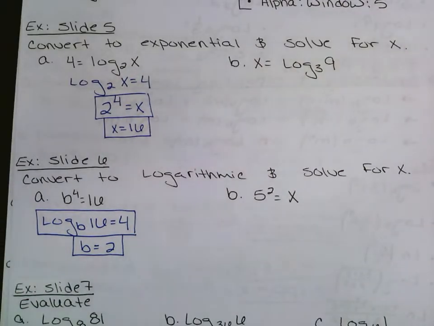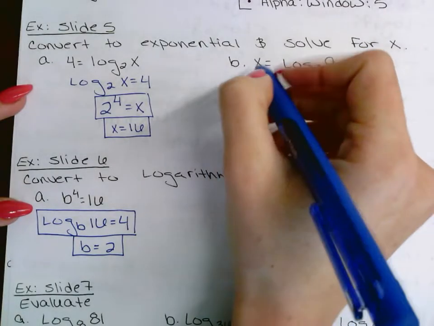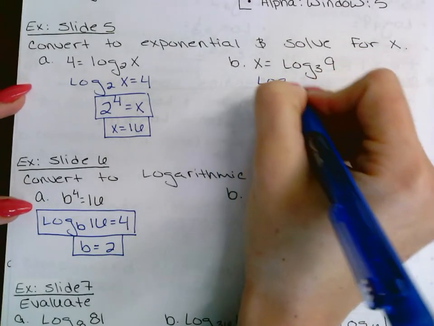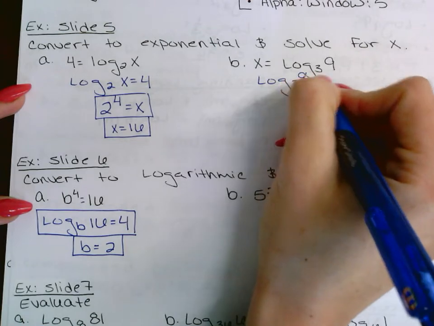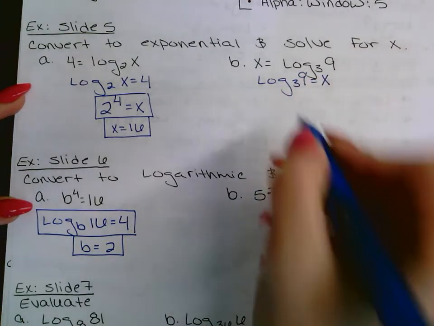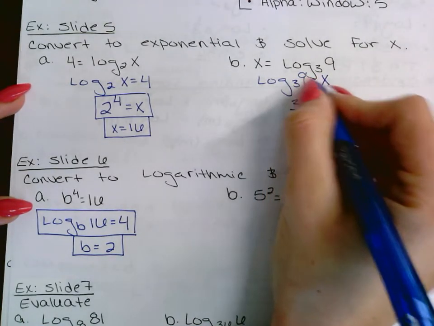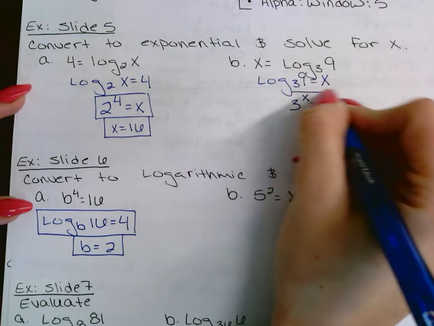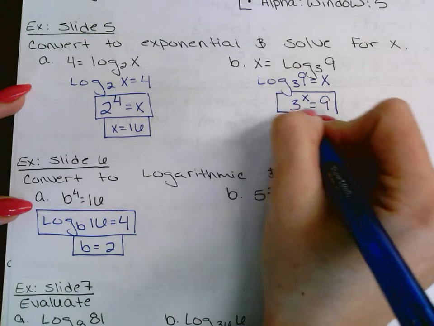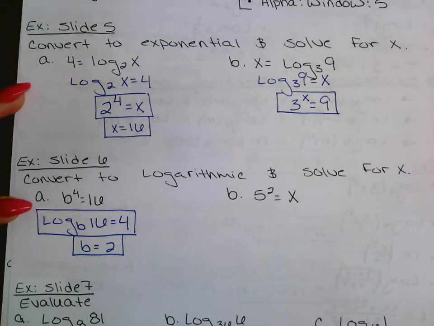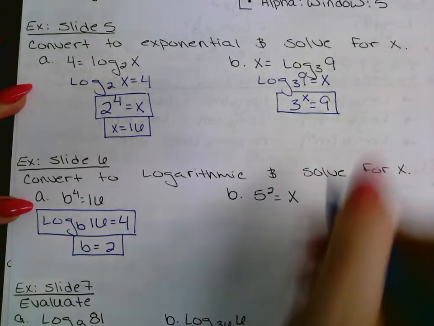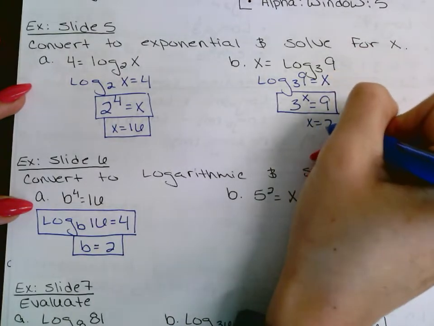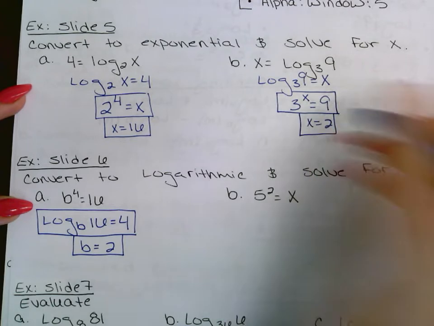All right, so for letter B, for converting to exponential, I'm going to rewrite it so that my log is first. You don't have to do this step. And now I'm going to drop the base and change the spot of the x and the 9. This is the answer of my conversion. And now 3 raised to what equals 9? Nice. 2 answers.